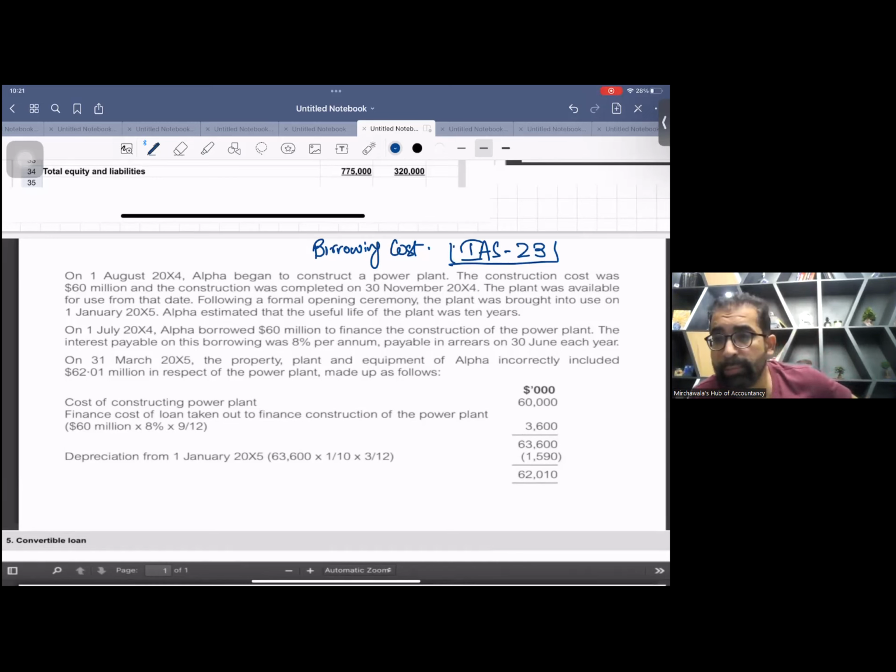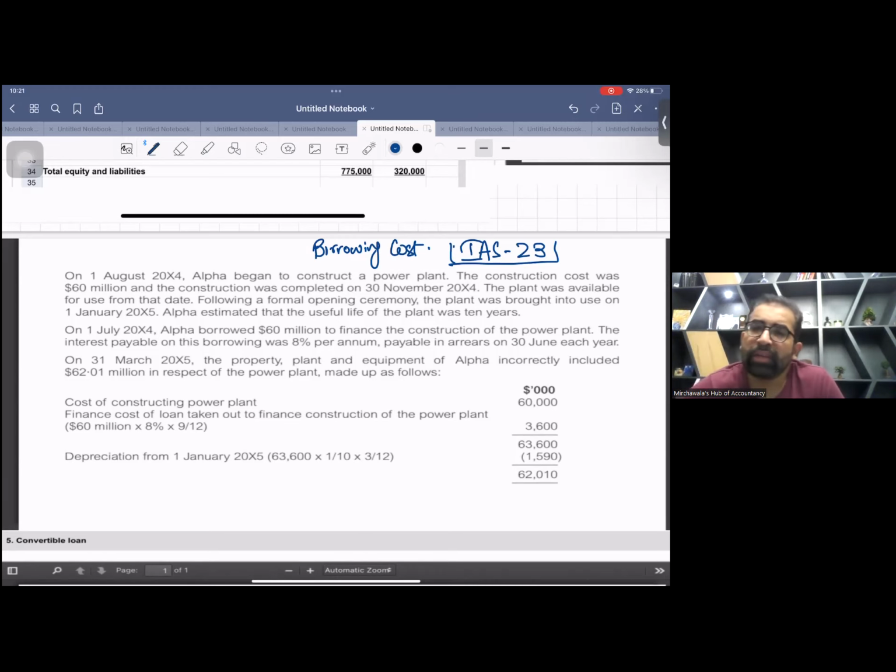Hope you remember this IAS. I'm not going to teach you this IAS from scratch now. Hope you remember that you can only capitalize borrowing cost if you are buying a qualifying asset. A qualifying asset is an asset which takes a substantial period of time to complete, right? Okay.